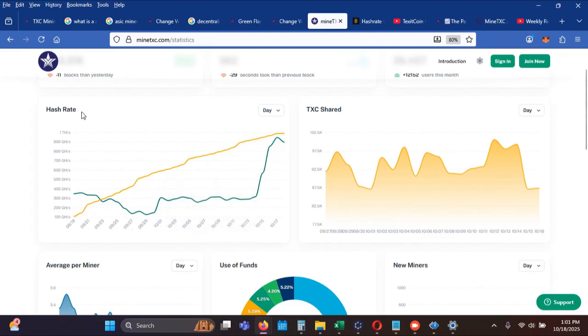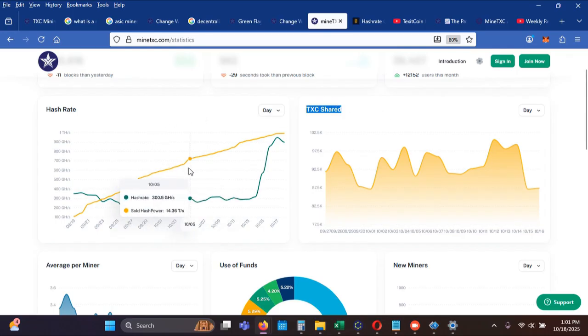So this right here gives us the hash rate, which is coming from these miners that are being purchased by TexitCoin. And I showed you in a previous video that indeed Bobby is purchasing miners, and some of the miners are being used to mine other coins. Now, this is the amount of TexitCoin that is shared on a daily basis, and I put both of these on a daily basis, right?